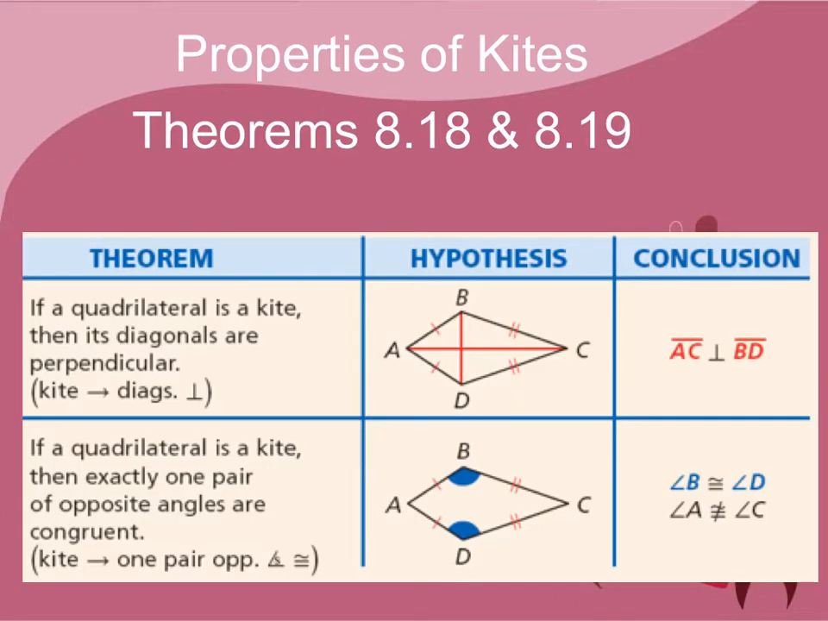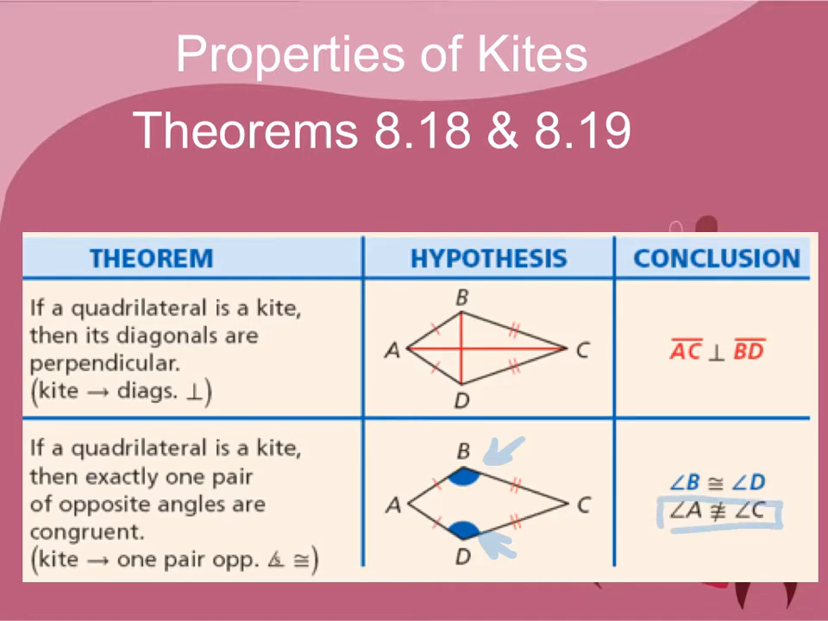Okay, so the first property states that if a quadrilateral is a kite, then its diagonals are perpendicular. The second property: if a quadrilateral is a kite, then exactly 1 pair of opposite angles are congruent. And that's going to be the angles where the 2 sides that are different meet. So this one and this one are the congruent angles. It wouldn't be A and C.